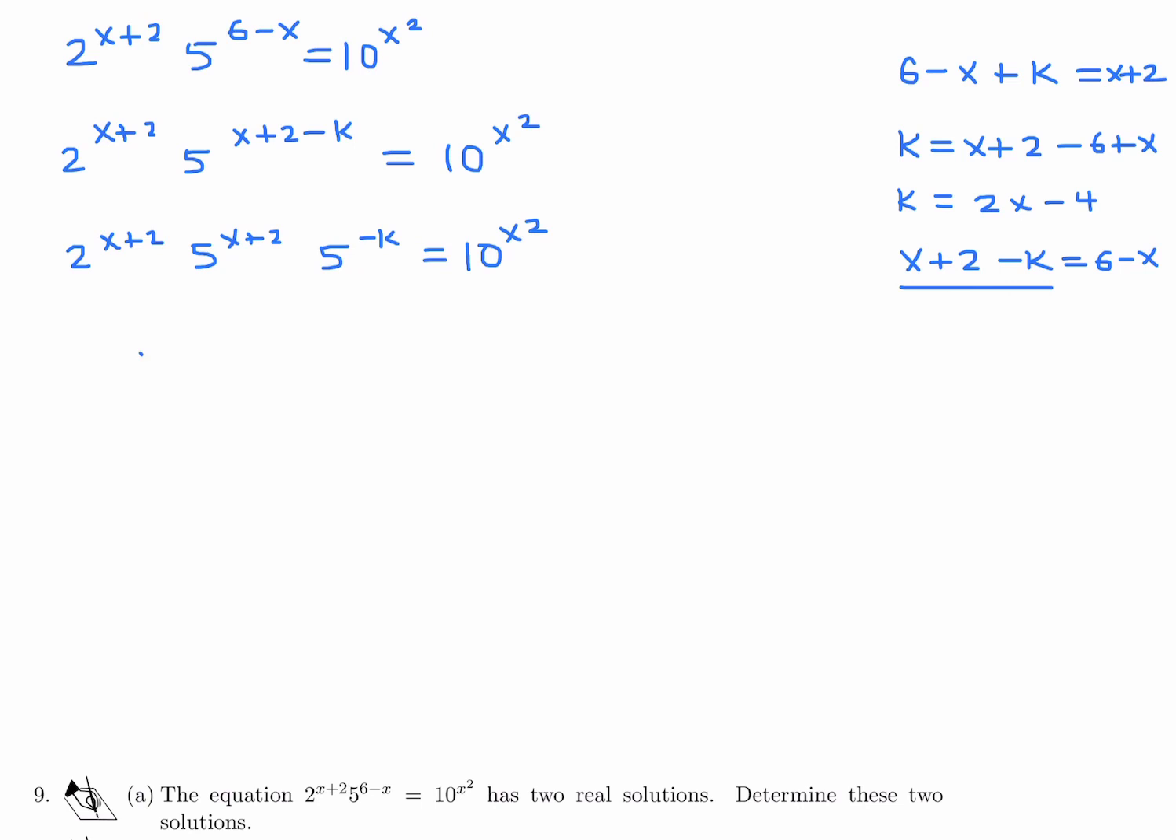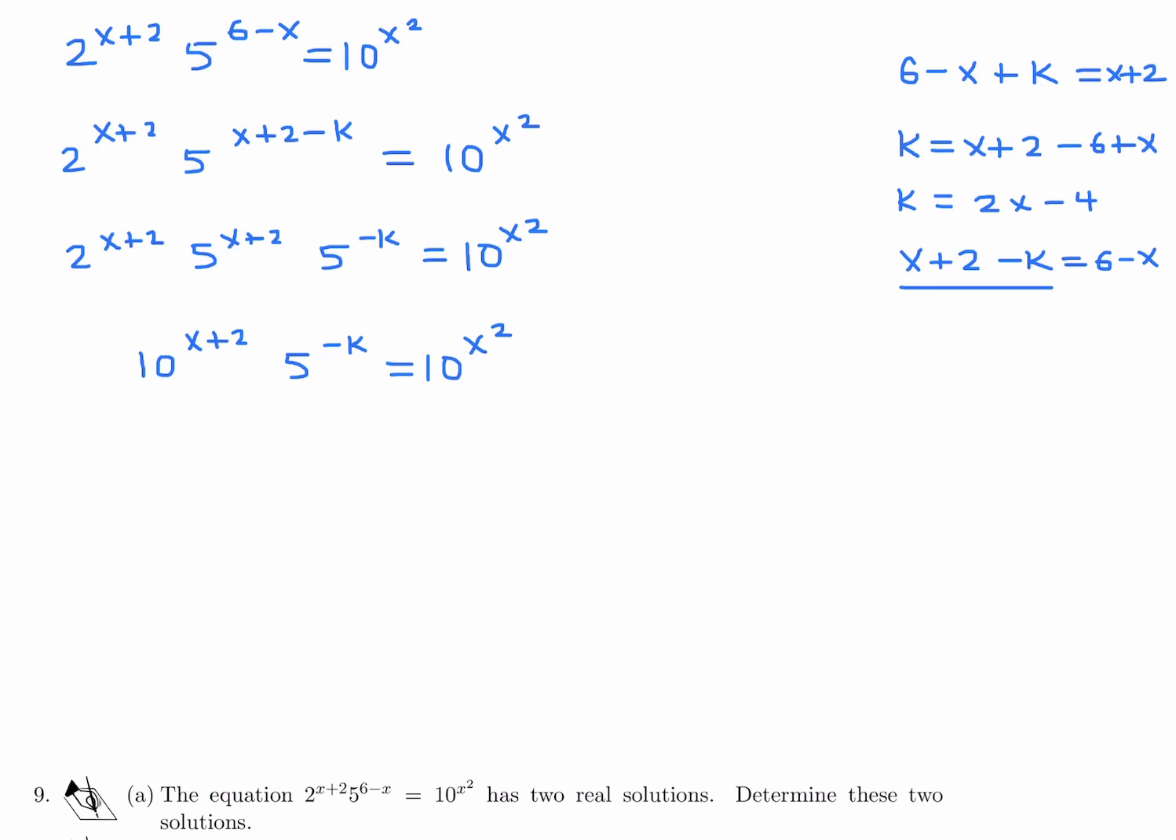So 2 times 5 is 10, so it becomes 10 to the x plus 2 times 5 to the minus k is 10 to the x squared. Okay, so far so good. I hope you're following. It's not that difficult of a technique. All right, so now, what do we do now?